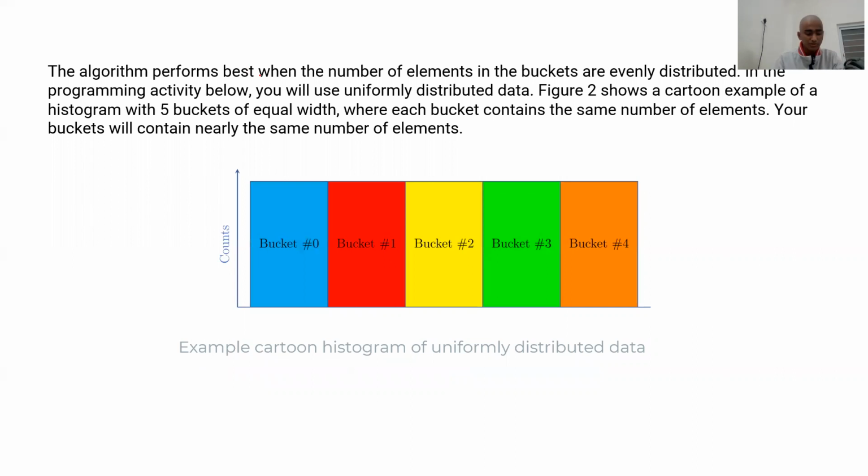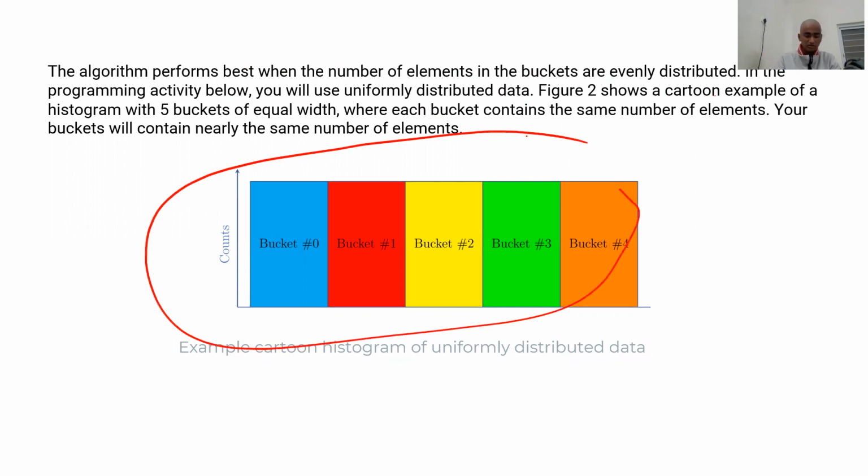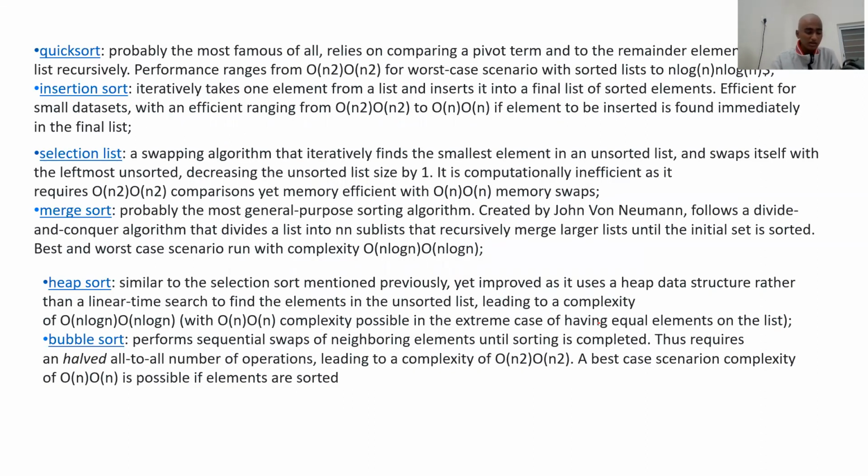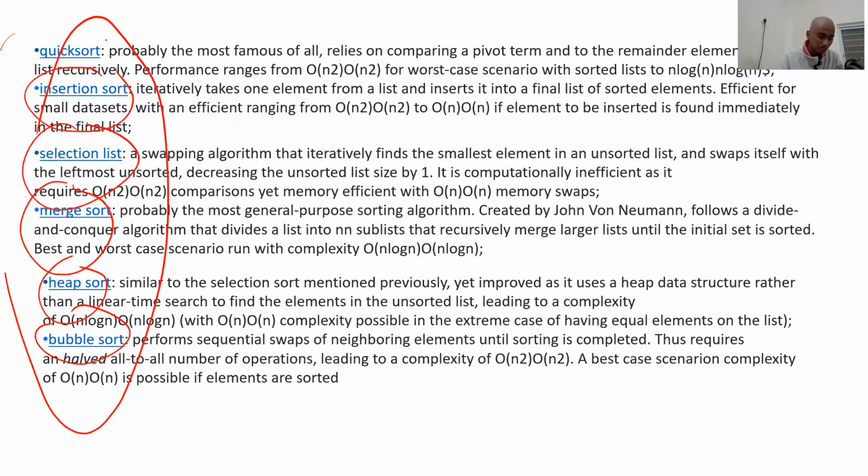The algorithm performs best when the number of elements in the bucket list is evenly distributed. In the programming activity below, you will use uniformly distributed data. This shows a cartoon example of a histogram of 5 buckets with equal width. Each bucket consists of the same number of elements. Your buckets will contain nearly the same number of elements. Bucket 1, bucket 2, bucket 3, bucket 4, and bucket 5. Cartoon example of histogram using uniformly distributed data. Here we can see the different sorting techniques like bubble sort, heap sort, merge sort, selection sort, insertion sort, and quick sort.